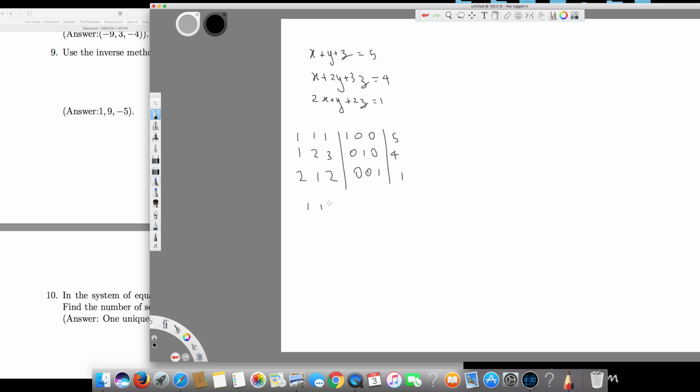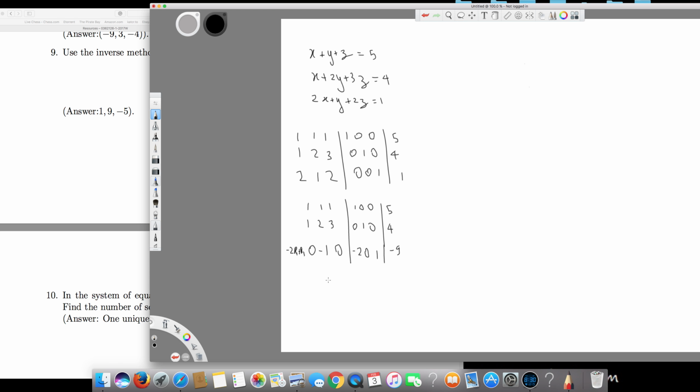1 1 1, 1 0 0, 5; 1 2 3, 0 1 0, 4. The last one I have to make 0. To do that, I multiply the first equation by -2 and add it to the third equation: -2 R1 plus R3. It gives 0, then -2 plus 1 is -1, and -2 plus 2 is 0. So the bottom one is -2, 0, 1, and -2 times 5 is -10, and -10 plus 1 is -9. This is our bottom row.